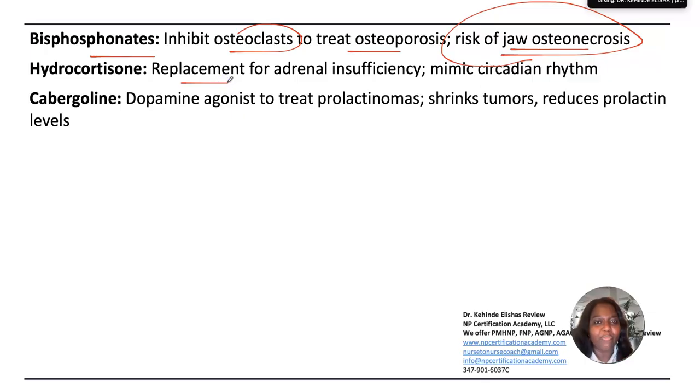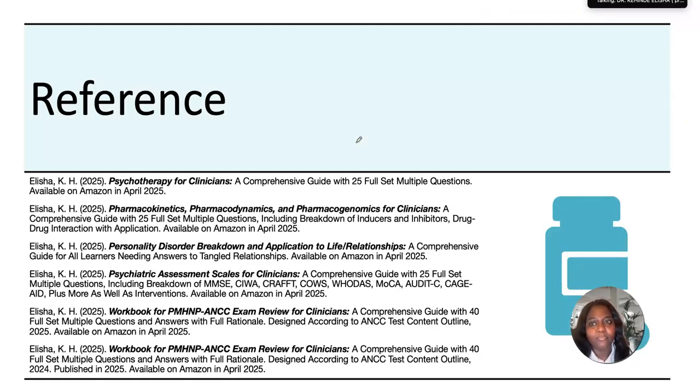Hydrocortisone replacement for adrenal insufficiency. It mimics circadian rhythm. Cabergoline, a dopamine agonist, treats prolactinomas, shrinks tumors, and reduces prolactin levels. That ends our endocrine system.